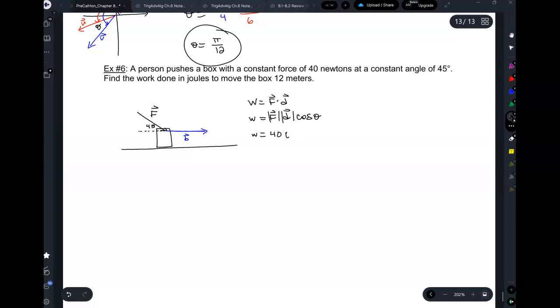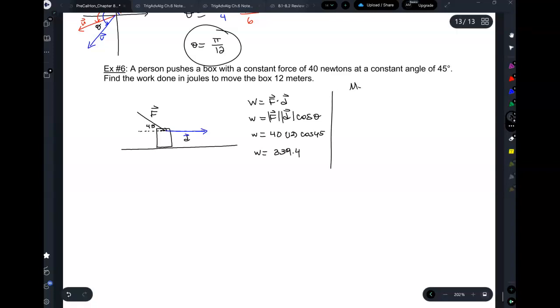Is it B or D? He did B. Oh, all right, I'll do D. Okay, so times 12 times cosine 45. And when you put that in there, it'll be 339.4. I'll talk about units in a little bit, okay? Okay, so this is how you find work.